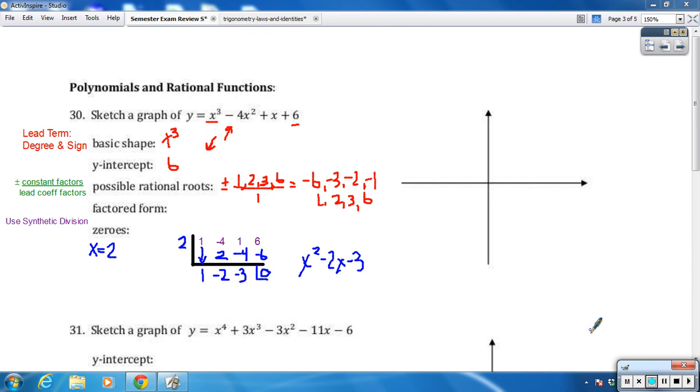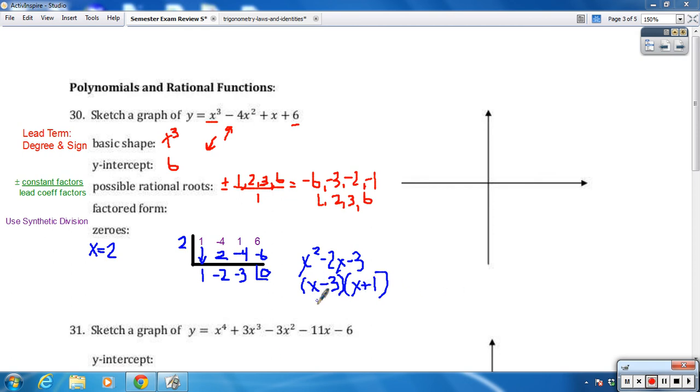And I prefer to switch over to quadratic because I like factoring and it's pretty fast. So the factored form of this, remember, we're looking for what numbers multiply to give me -3 and add to give me -2. So I know that -3 and 1 are going to give me those two values. Okay, so x minus 3 and x plus 1.